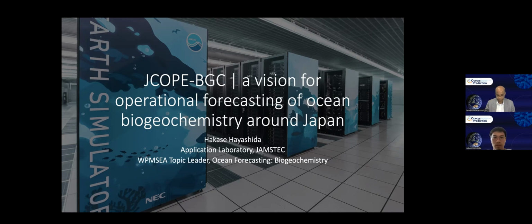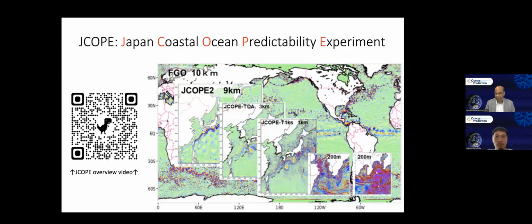I'm just going to talk about the overview and the vision for this work in progress. I titled it JCOP BGC. So what is JCOP? JCOP stands for the Japan Coastal Ocean Predictability Experiment. It's an operational forecasting system that we make publicly available to anyone interested. JCOP has been operational for over 20 years, since the beginning of this century. We provide forecasting information every week, and currently more than that, every few days.